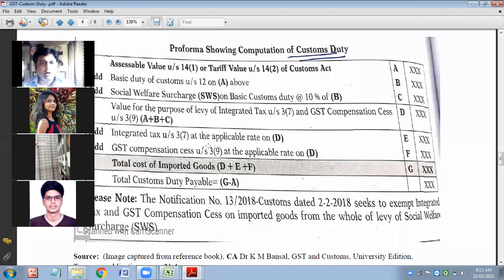And last but not the least, compensation cess, which is also charged on that same value. Now compensation cess you should not charge on integrated. That also is to be charged on the total value which we have calculated. And adding all these, we are going to get total value of the imported product. Adding all these taxes which we have paid will be the total custom duty payable to the government. I hope things are clear to you all. Based on that, we started solving a few questions.